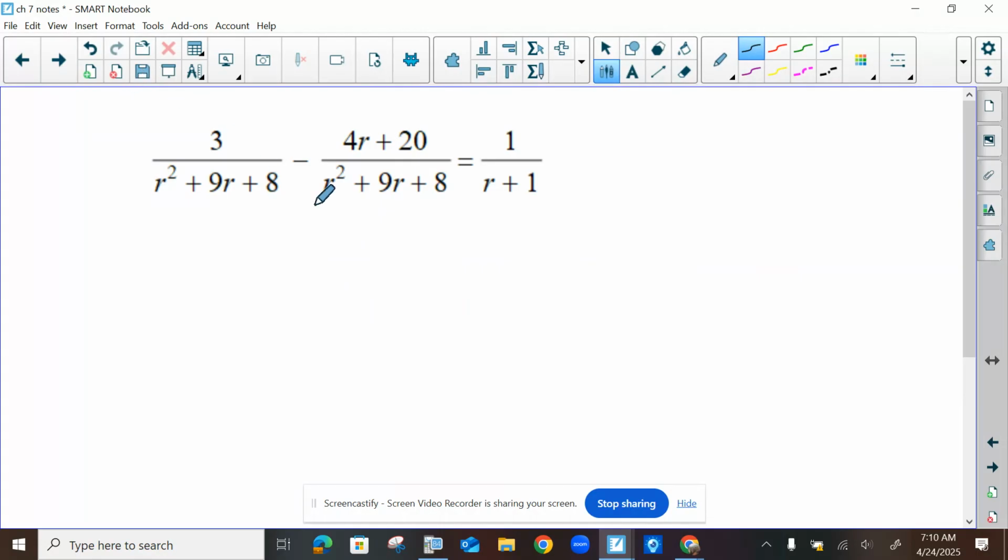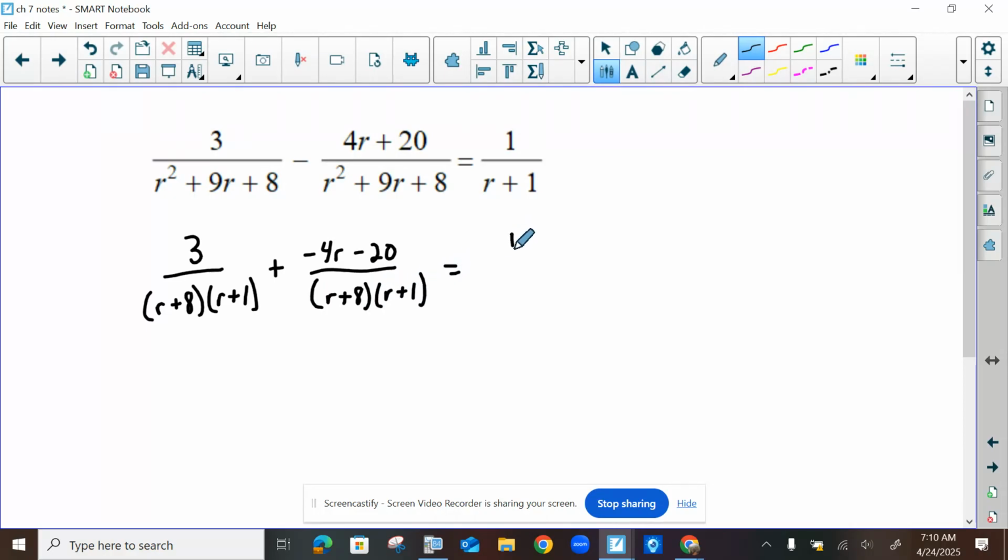Then I have another problem where we have to factor the denominator. The way you're going to do the LCD is looking at the factors. This trinomial is easy to factor. It's going to be an r plus 8 and an r plus 1. Outers and inners agree with the 9r. Once again, I'm going to change this minus into a plus, and I'm going to change the numerator to its opposite. So this is going to be a negative 4r and a minus 20. This has the same factors, r plus 8, r plus 1. And then this last fraction just has the r plus 1.